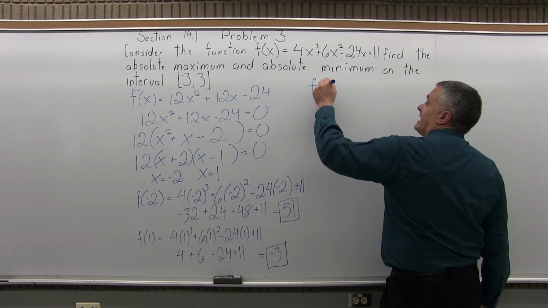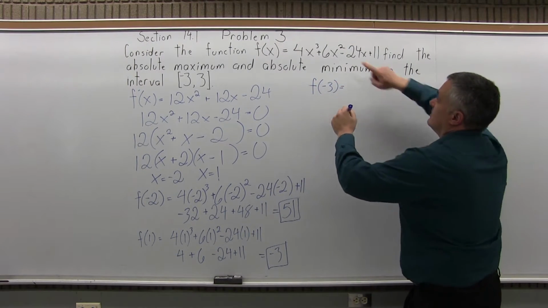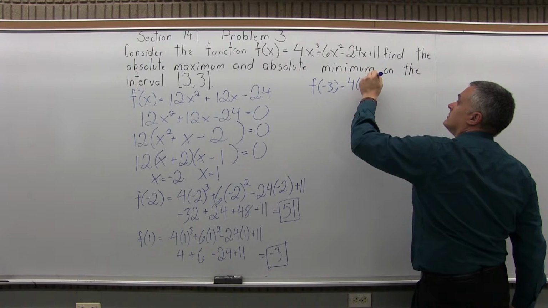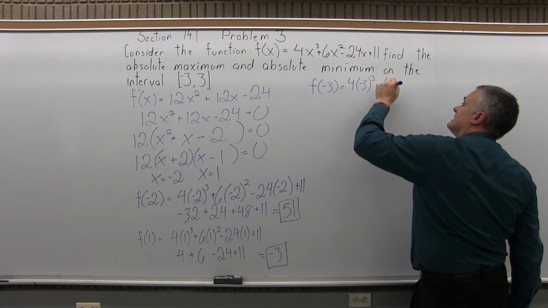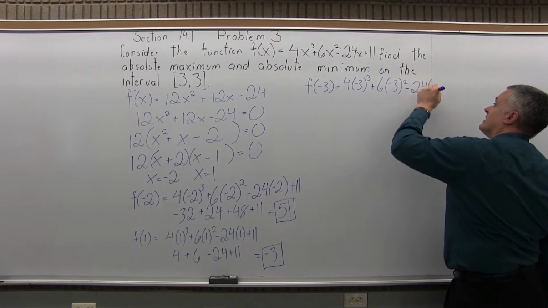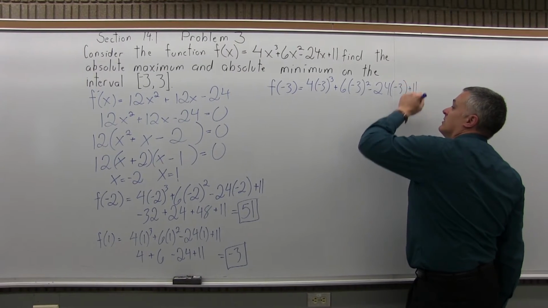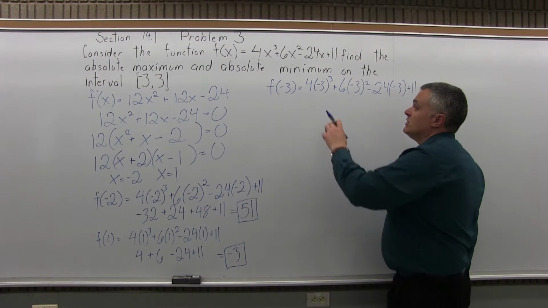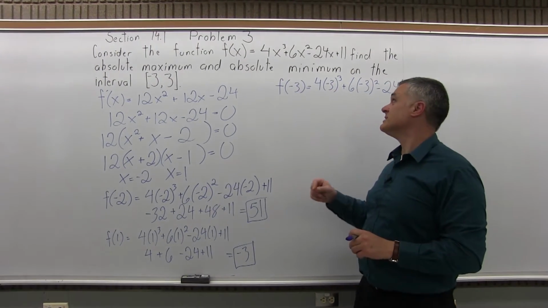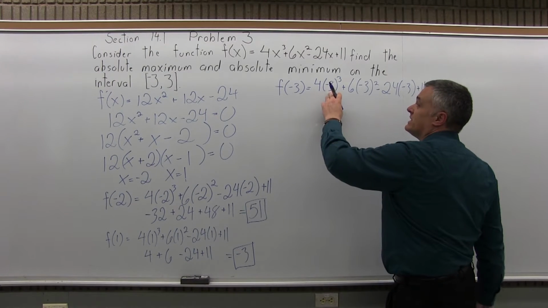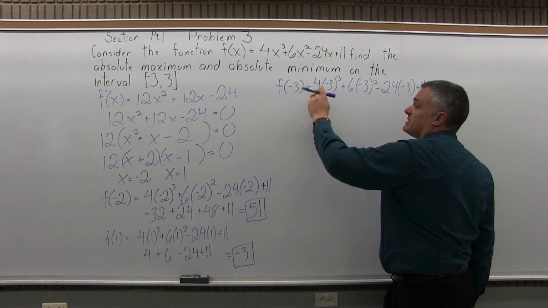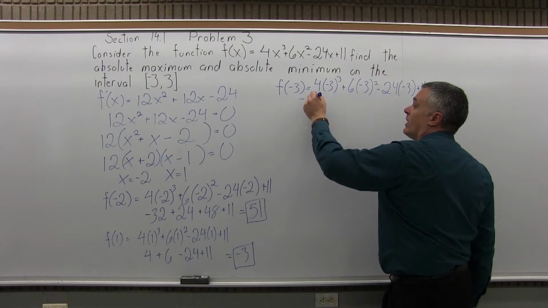So f of negative 3 is, I'm going to have 4 times negative 3 cubed. Then I have plus 6 times negative 3 squared. Then minus 24 times x is minus 24 times negative 3 plus 11. So now negative 3 to the third power. Negative 3 times negative 3 times negative 3 again is negative 27 times the 4 that's in front. So negative 27 times positive 4 would be negative 108.